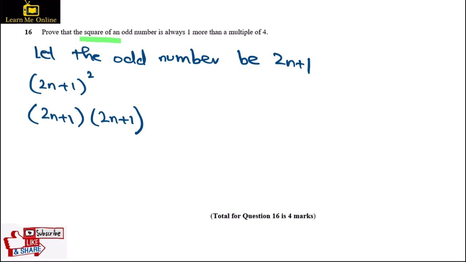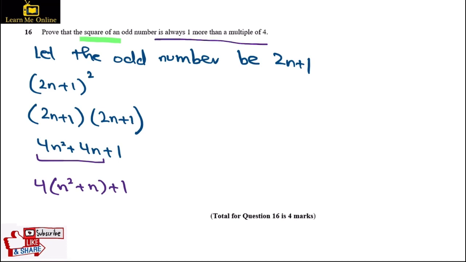Now we're going to expand them out, and that would be 4n squared plus 4n plus 1 here. Once you have this, the question says prove that the square of an odd number is always 1 more than a multiple of 4. So we're going to write this down as a multiple of 4, which is 4 times n squared plus n plus 1, which shows that what the statement says is correct, that it's 1 more than a multiple of 4.